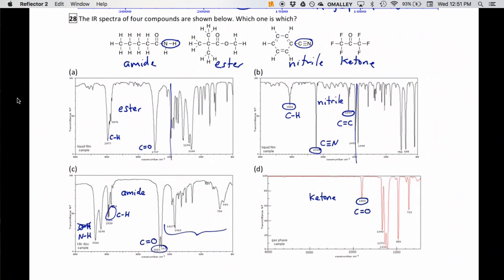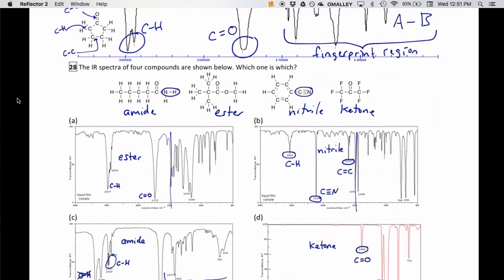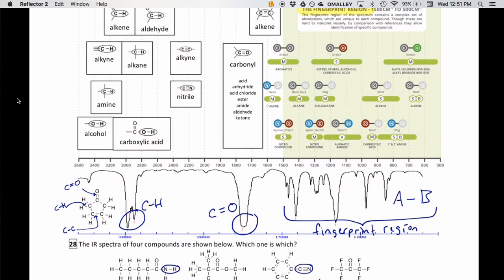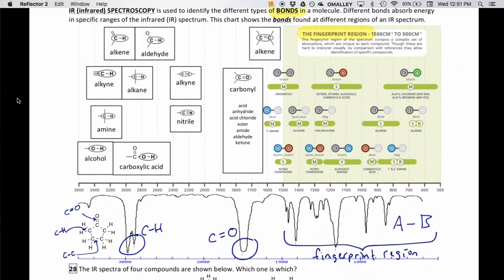It shows you what types of bonds are present, and the fingerprint region can be used to identify a specific molecule, but for our purposes we're just going to look at examples where the most common types of bonds show up in the molecule, and that's how we'll use IR spectroscopy.